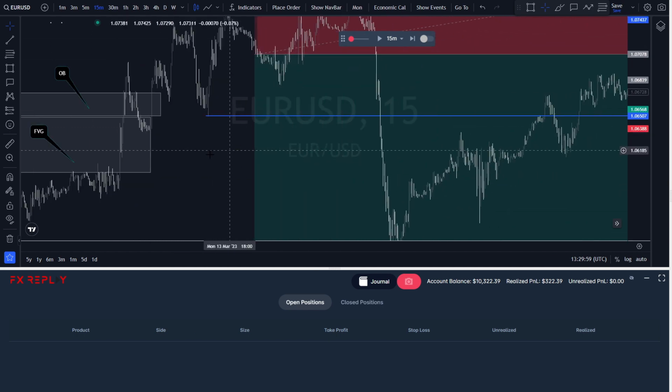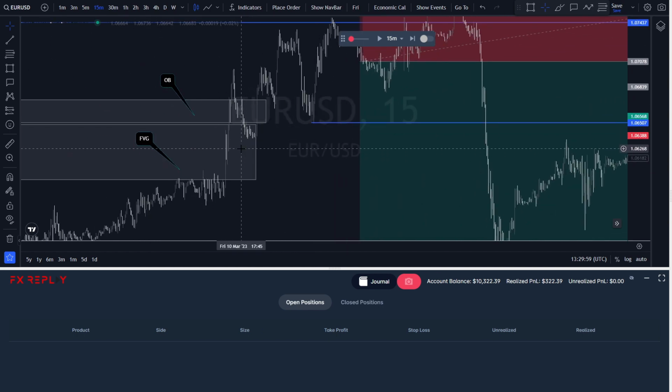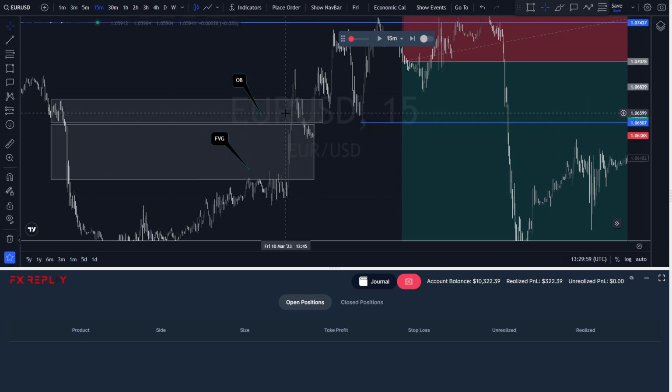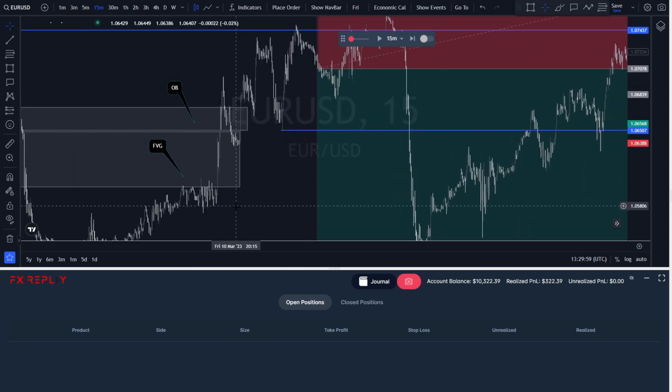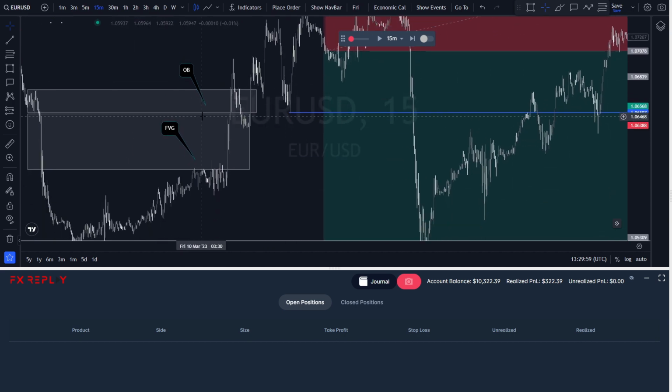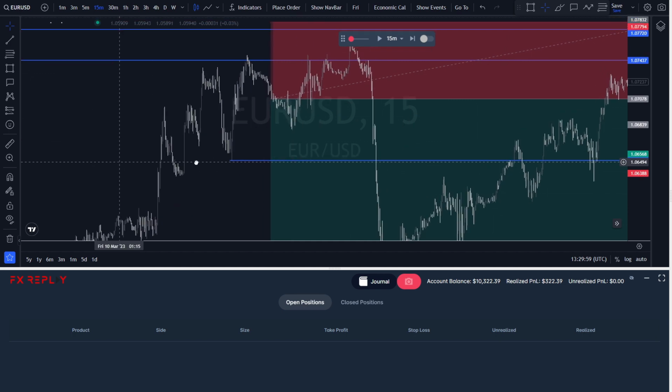And then right here it pushed straight through the fair value gap. I was thinking, oh, maybe it will react with the order block and go down, but it didn't. It pushed right through it. That's why I didn't enter on these things, and instead waited.